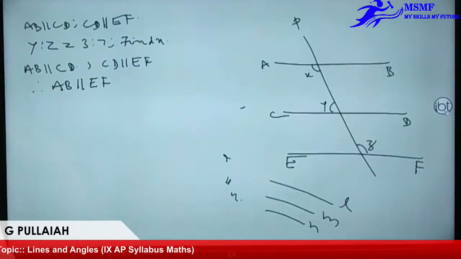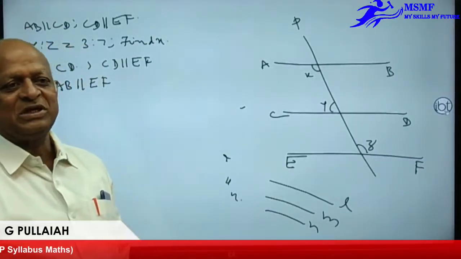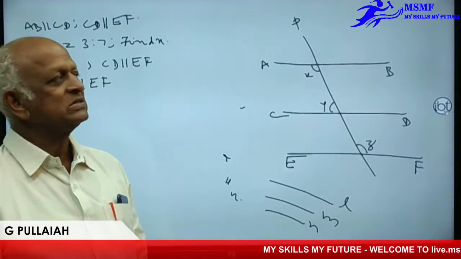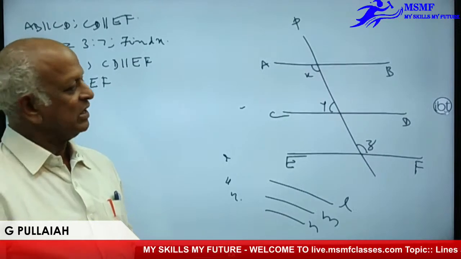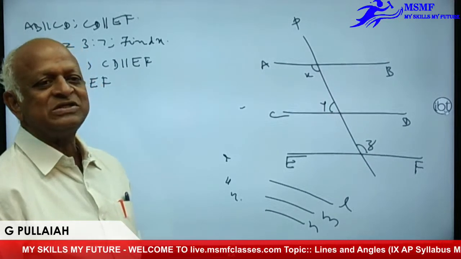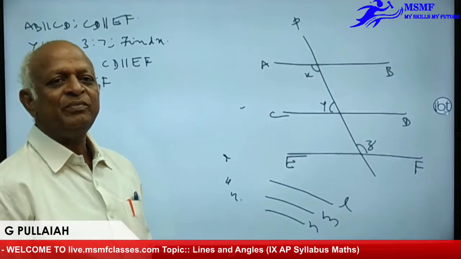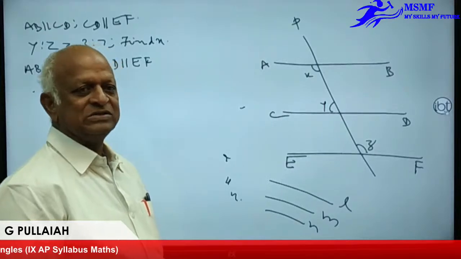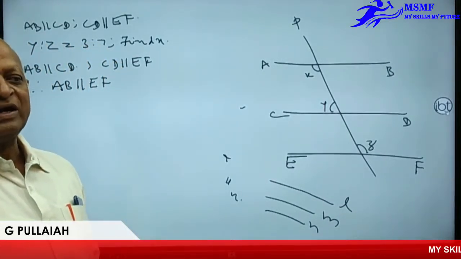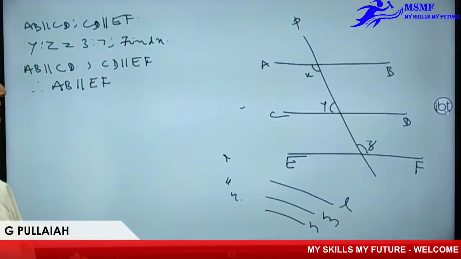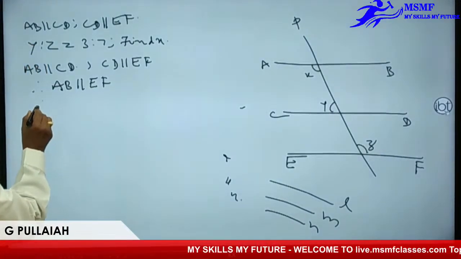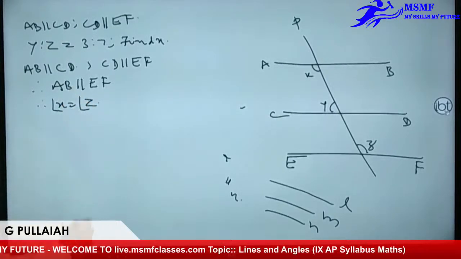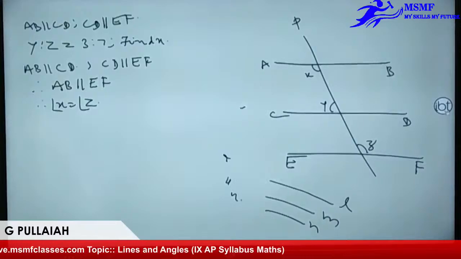Now here, think about AB and EF. Forget about CD for some time. They are parallel, and P is the transversal. Then what can you say about x and z? What kind of angles are these two? These two are the alternate angles, and the alternate angles are equal. Therefore, you can say angle x is equal to angle z.